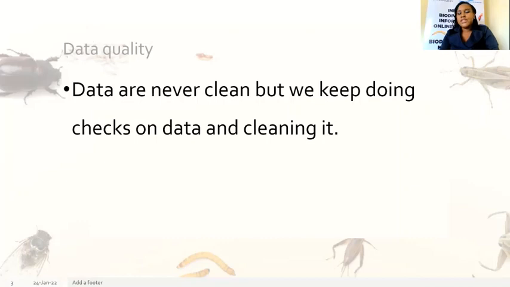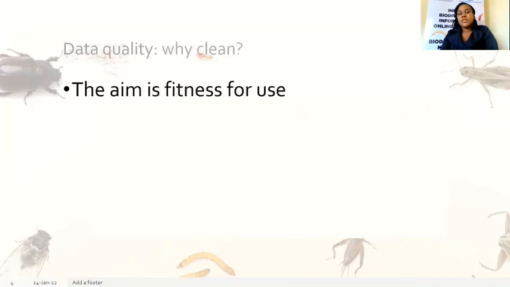Start with this: data are never clean, but we keep going through a data set and improving on it more and more until we are able to use the data. The aim of cleaning is so that it's fit for use, and the word use there, you can never know when you're preparing a data set what it can be used for, but you can do as much as you can to check accuracy and so on, so that it's good for you.